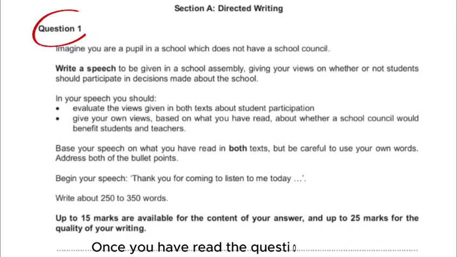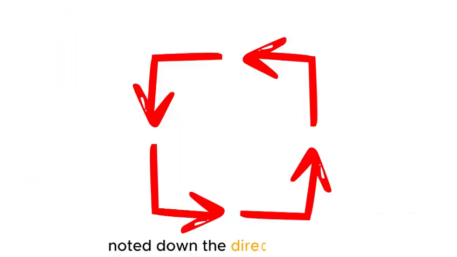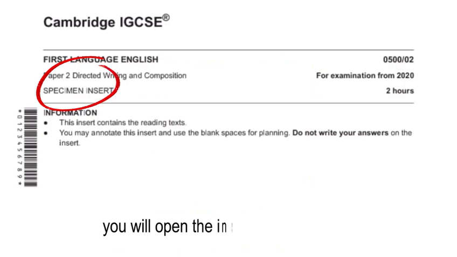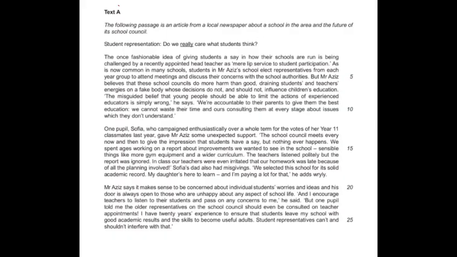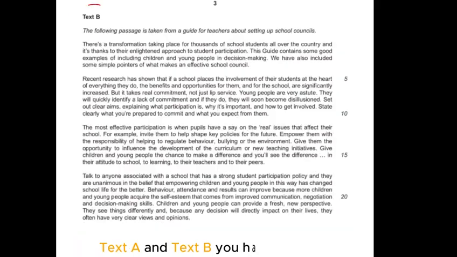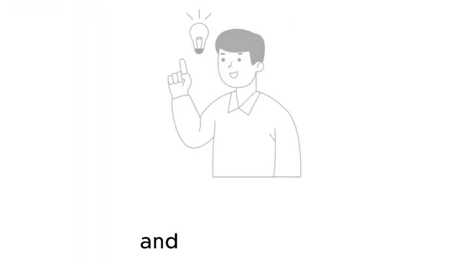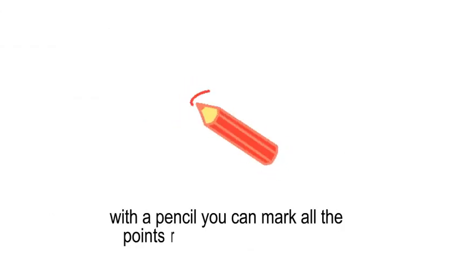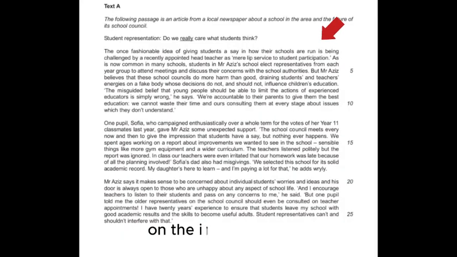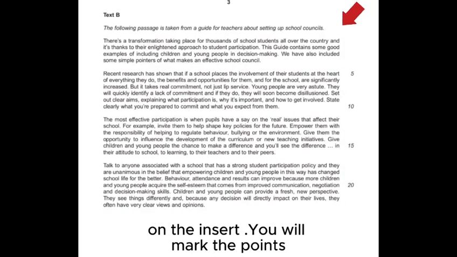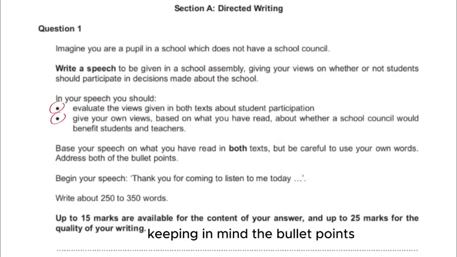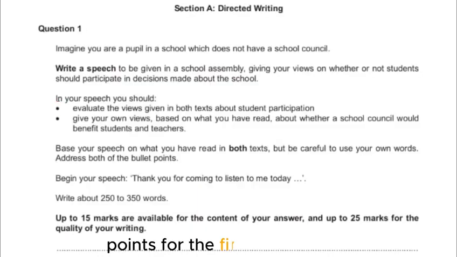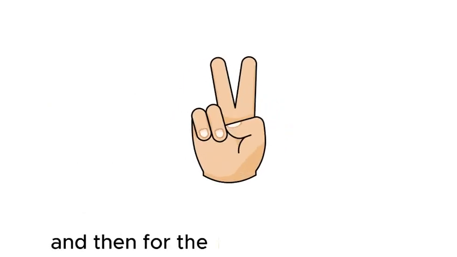Once you have read the question properly and noted down the directions given, you will open the insert. The insert for this question has 2 texts, text A and text B. You have to read both and take out ideas according to the topic that is given. With a pencil, you can mark all the points relevant to the question on the insert. You will mark the points keeping in mind the bullet points mentioned in the question. First, you will take out points for the first bullet point and then for the second bullet point.